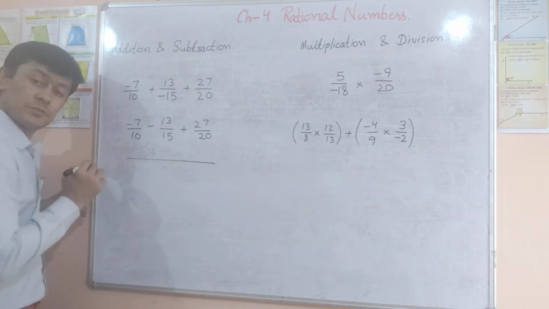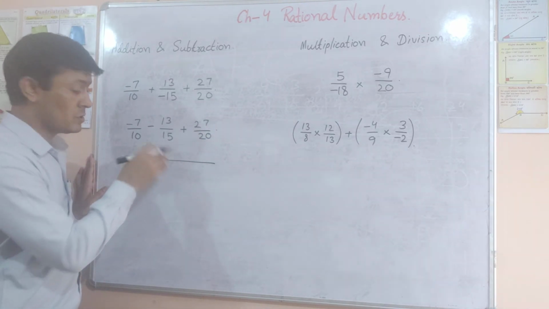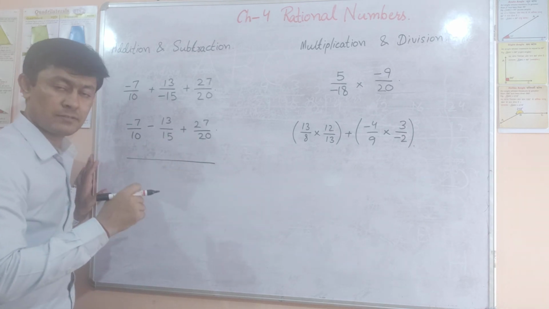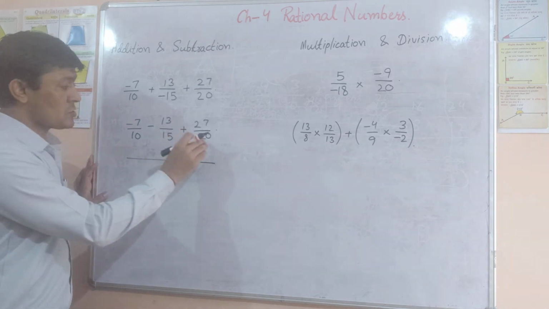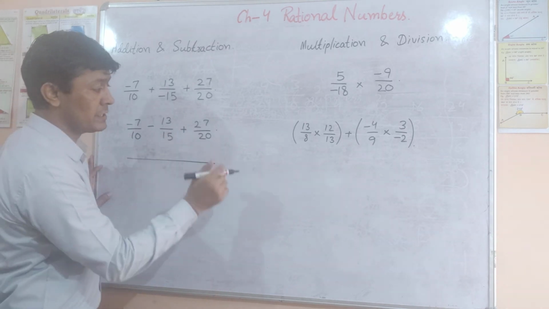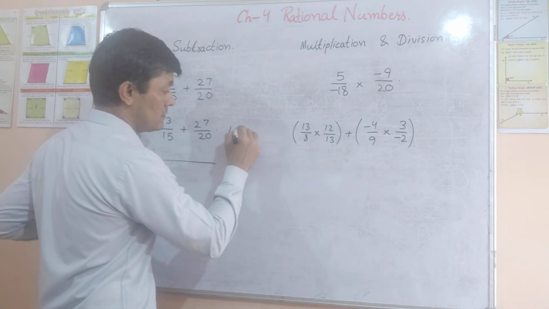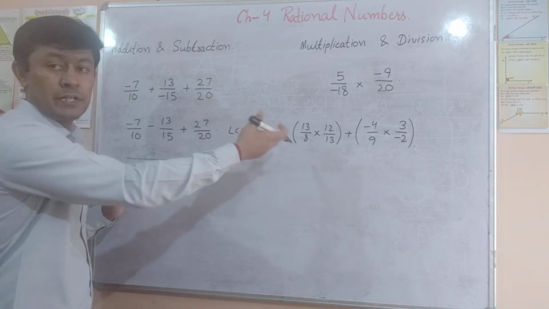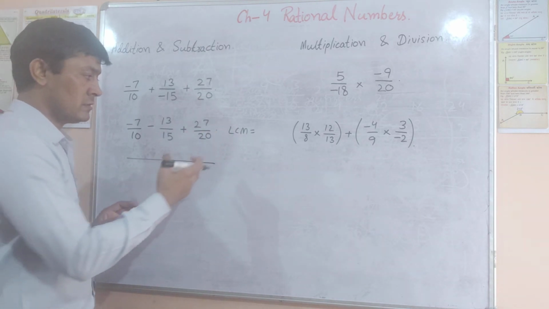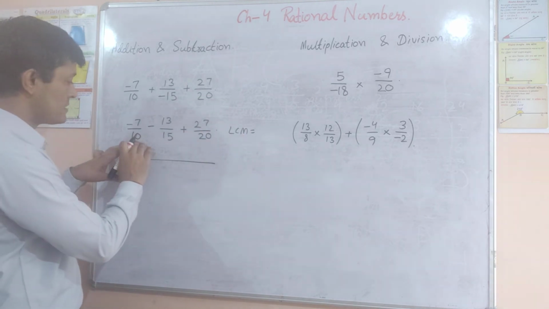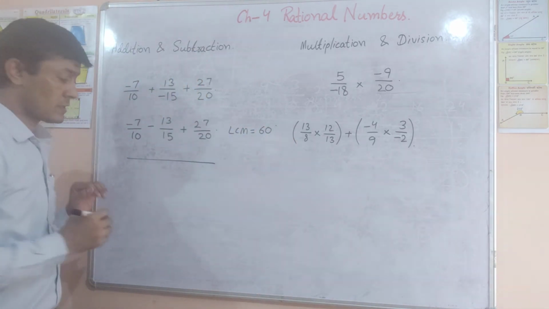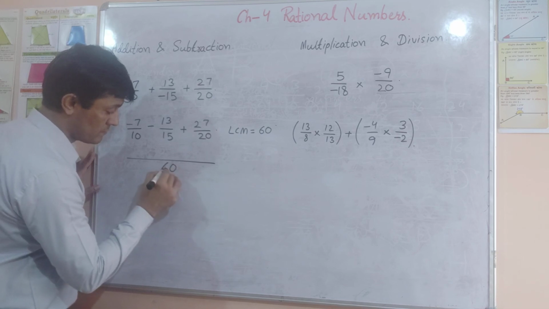Now here you know this very well, but what we have to do, we have to take the LCM. This type of questions you have already done in class 6, right, in fractions. So 20, 15 and 10, you have to calculate the LCM. I have already explained in my previous video the method to calculate the LCM. So here the LCM of 10, 15 and 20 will be 60.